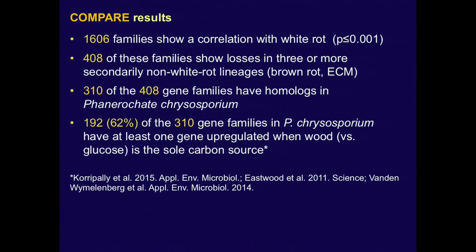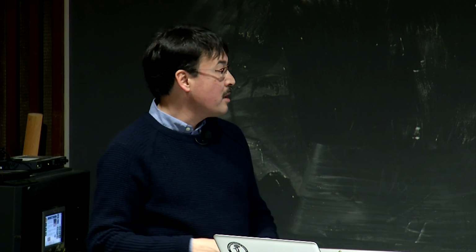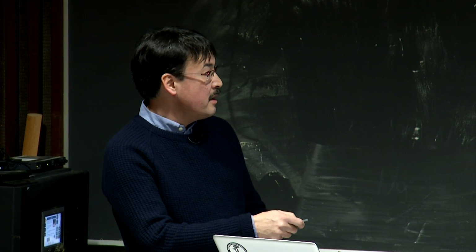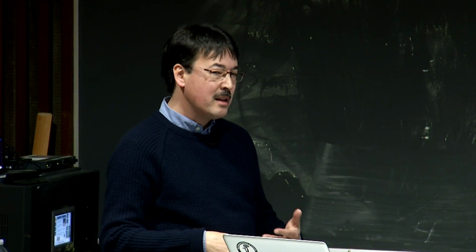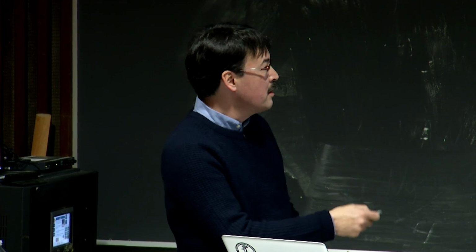There are about 1,600 families that look like they might be correlated with white rot. When we look at the families that are then secondarily lost in the non-white rot lineages, so brown rot and ECM, we're down to about 408 families. 310 of those have homologs in Phanerochaete, which is sort of the model system for white rot decay in basidiomycetes. And of those 310, 190 or 62% have been shown to have at least one member upregulated in experiments when wood is the sole carbon source as opposed to glucose. So we have some transcriptomic corroboration that we may at least be on the right track for some significant fraction of these gene families. So what are they?